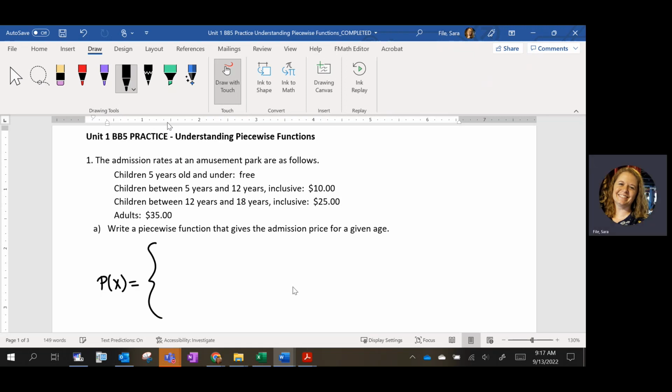Okay, so there are going to be actually 4 equal pieces to this piecewise. So the first piece is children 5 years old and under are free. So what is the cost? 0. Okay, so the price is 0 with the restriction that the kids are, and I'm going to say 0 because they can't be under 0, right?